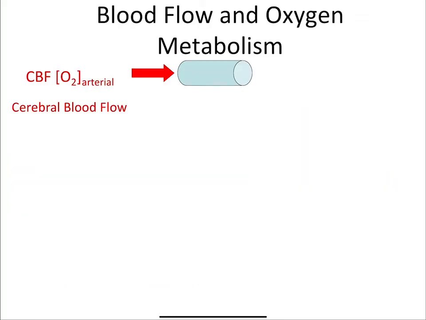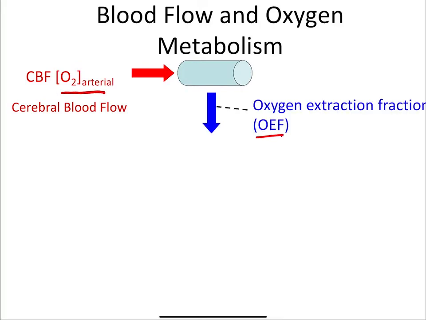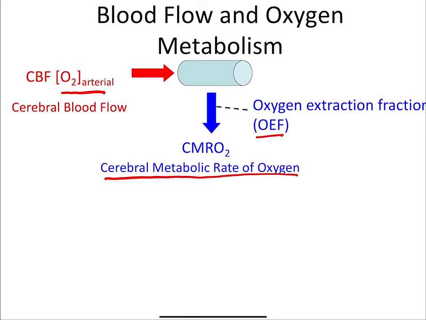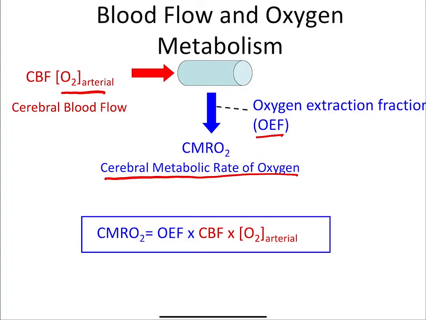So this is the basic picture we have in mind. We've got blood flow bringing in oxygen. There's going to be oxygen being extracted out, and we call that rate the cerebral metabolic rate of oxygen. CMRO2 is just equal to how much oxygen you're bringing in multiplied by how much you're extracting out. So that's supporting the metabolism. You're delivering oxygen, you're using some fraction of it, and the fraction that you're using is what you're using for metabolism.